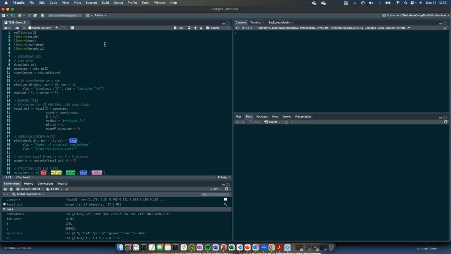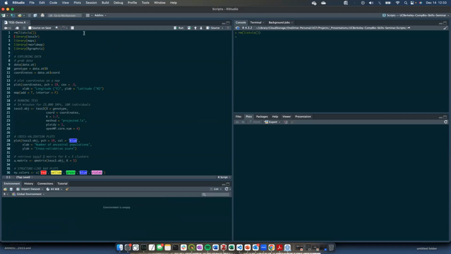So first thing is going to be just loading those packages. So calling library TESS, maps, and these other map visualization libraries. And then next is selecting the data. So now we're just grabbing the data from TESS, which is the example data.at. AT stands for Arabidopsis thaliana.